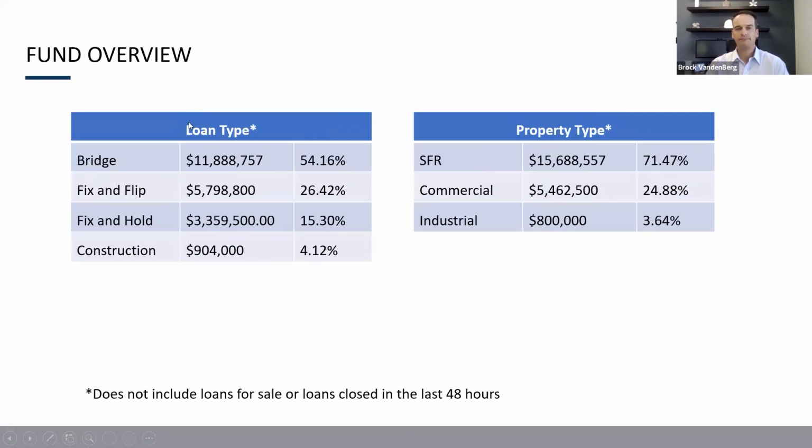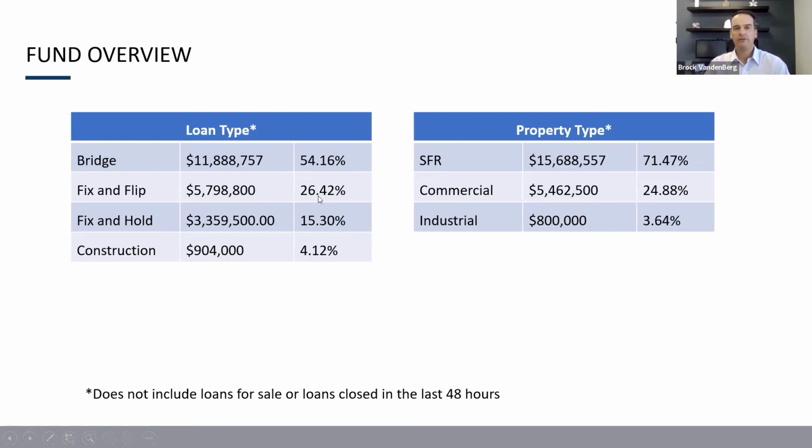So loan type, as I mentioned, the majority of our loans are bridge loans. These are just loans based upon current value. These are short-term loans, either to do a quick purchase for a borrower or to refinance an existing loan, with the intention that the borrower is going to sell that property or refinance us out within a 12-month period.